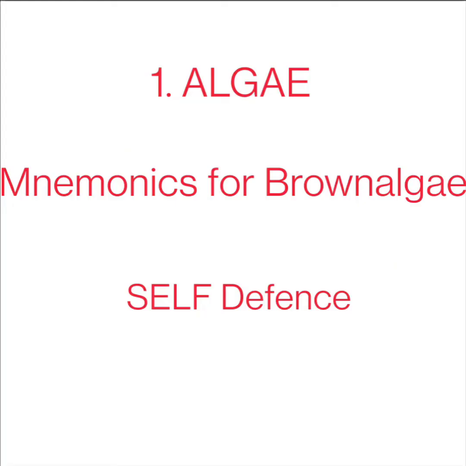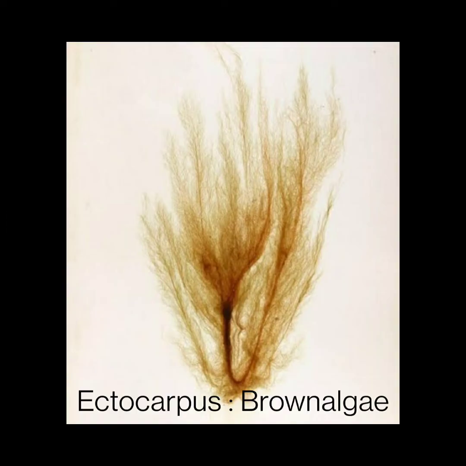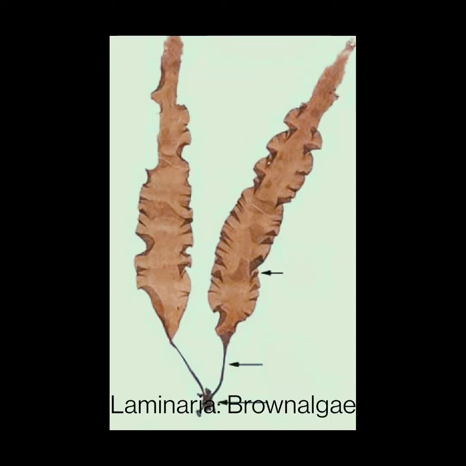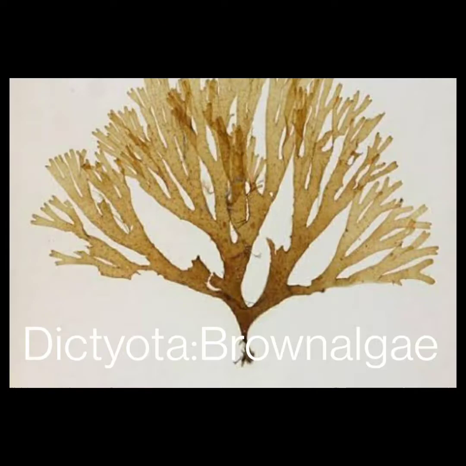Coming to brown algae, the code is self-defense. S for sargassum, E for ectocarpus, L for laminaria, and F for fucus, and D for dictyota. So sargassum, ectocarpus, laminaria, fucus, dictyota are examples for brown algae.